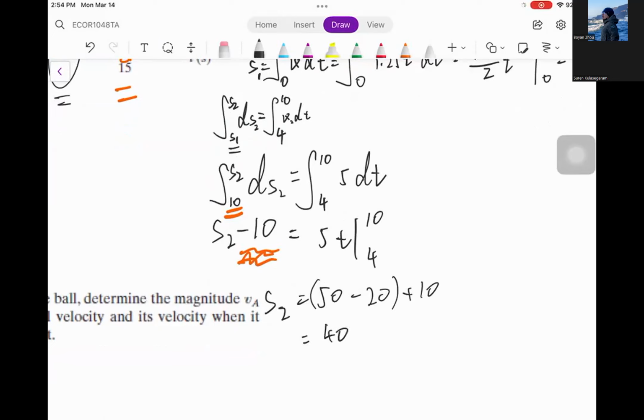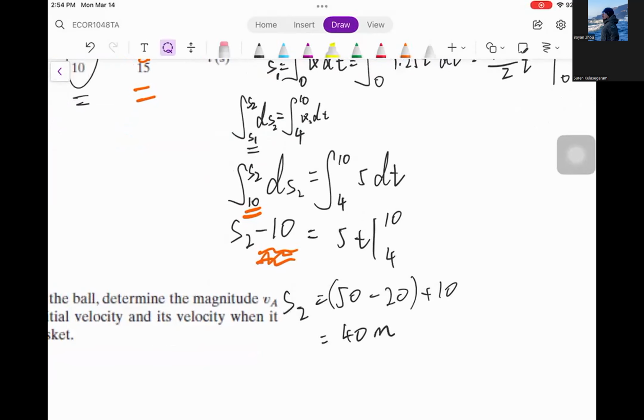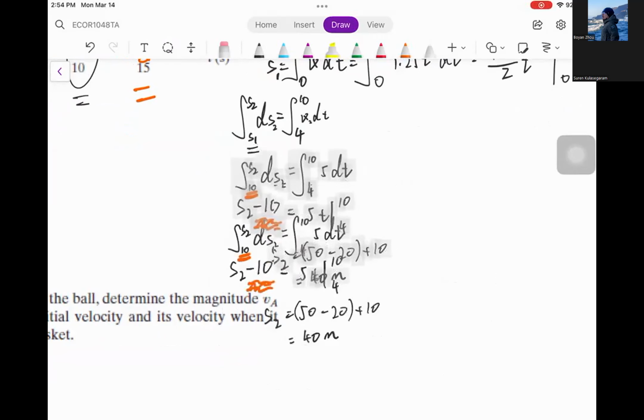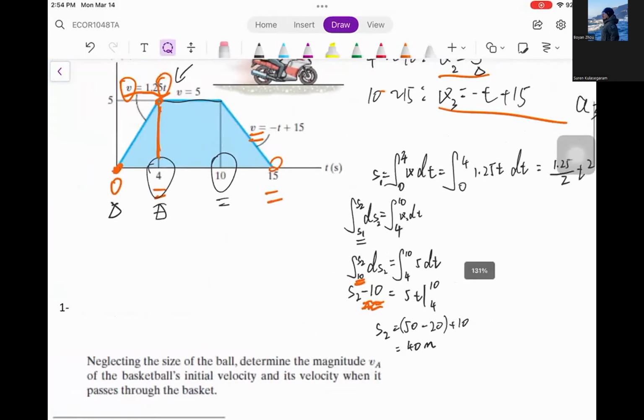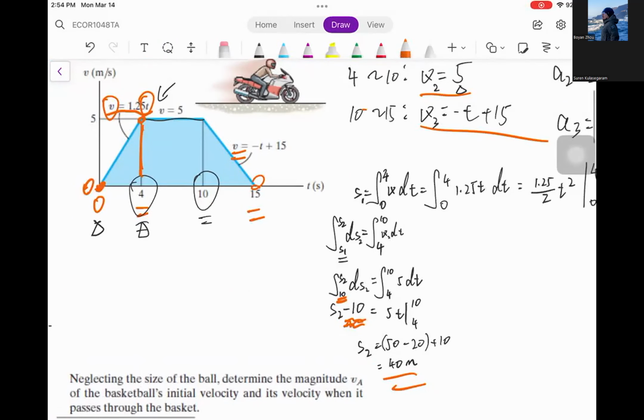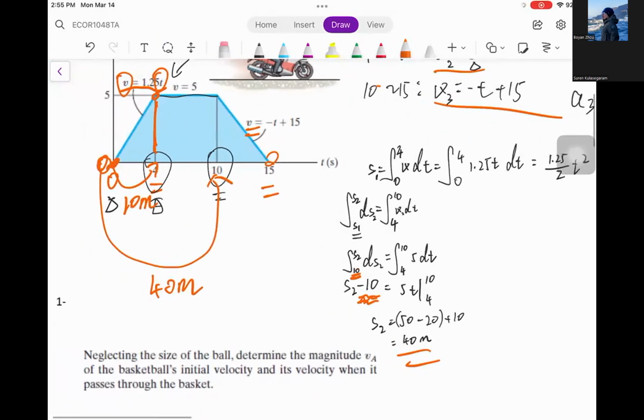40. So S2 is equal to 40 meters, and I'm going to make this one smaller. This 40 meters means the motorcycle starting from here goes all the way to here. That is 40 meters. And also S1, from the initial point to here, is 10 meters. So we know this is 10, this is 40, and we need to find out the last one.